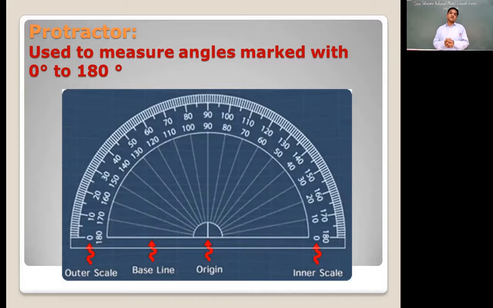Now, what are the different parts a protractor has? A protractor has a baseline, which is a horizontal line joining the 0 and 0 markings on the protractor. On the protractor, we have two scales: the outer scale, which starts from 0 to 180 degrees in the clockwise direction, and the inner scale, which starts from 0 to 180 degrees in the anti-clockwise direction. A vertical line at the center of the protractor and the horizontal line intersect each other at a point. This is known as the origin of the protractor.